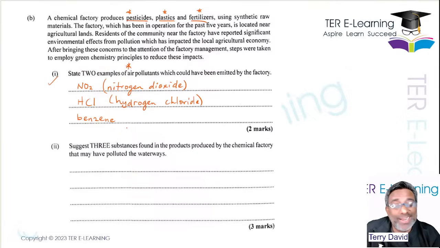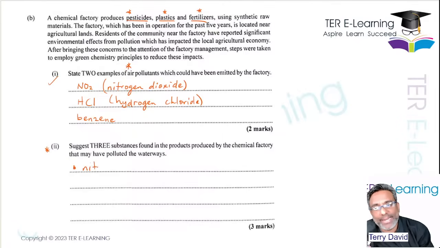They want 2, right? Any one of these could work here. That's fine. This next part suggests 3 substances found in the products produced by the chemical factory that may have polluted the waterways. So in this case, remember you're producing fertilizers. They said 3 substances, so 1, nitrates could end up in the water. That's one possibility, from the fertilizers.